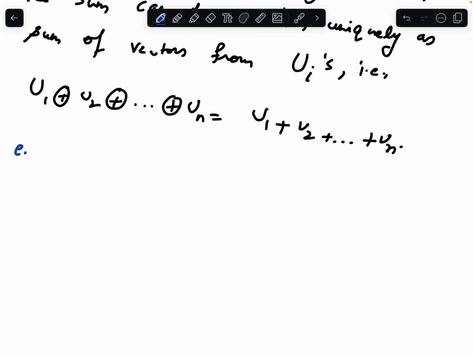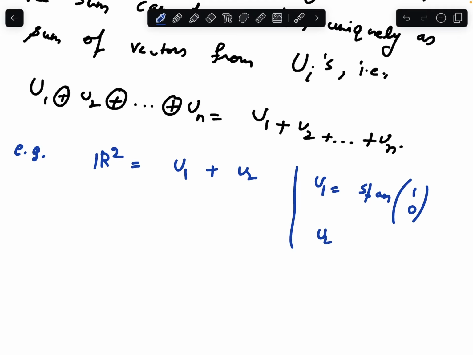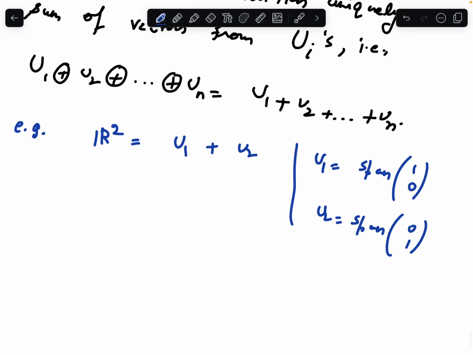So again, take our previous example. We showed that R2 is equal to U1 plus U2. What was U1? Recall, U1 was the x-axis, that is, span of (1, 0), and what was U2? Span of (0, 1). And we showed that R2 is equal to U1 plus U2. Now, I'm saying that this sum here is actually a direct sum.